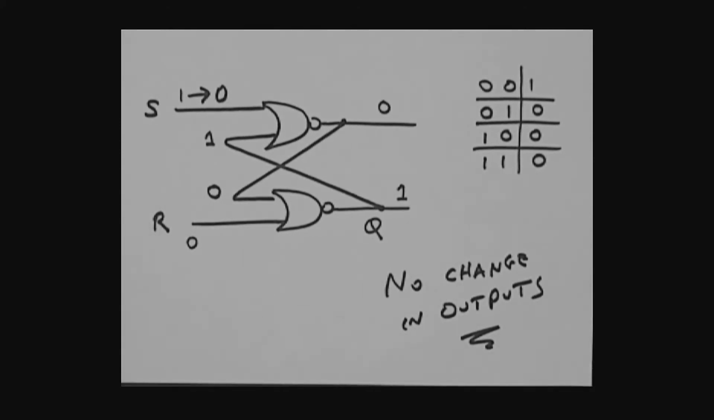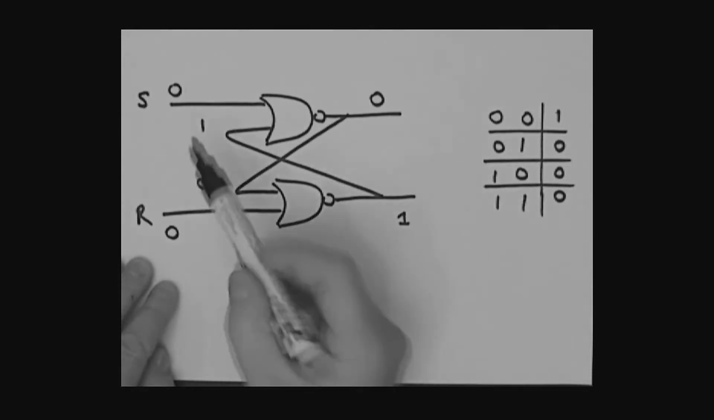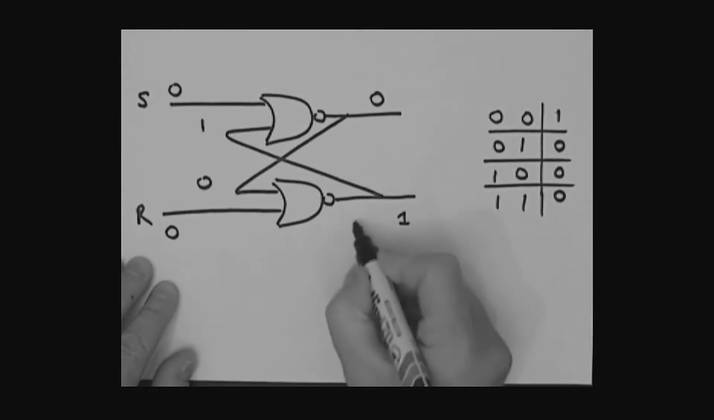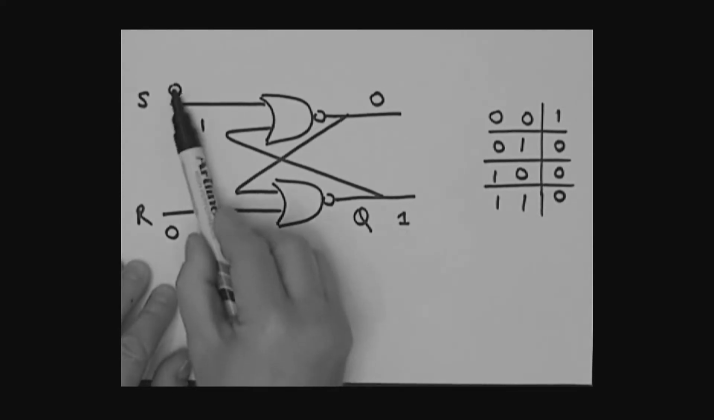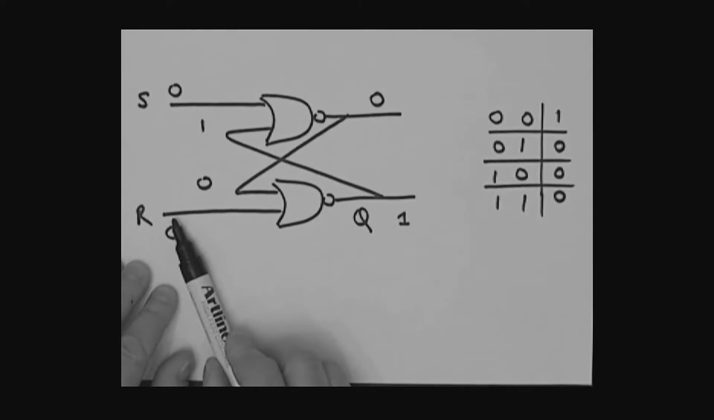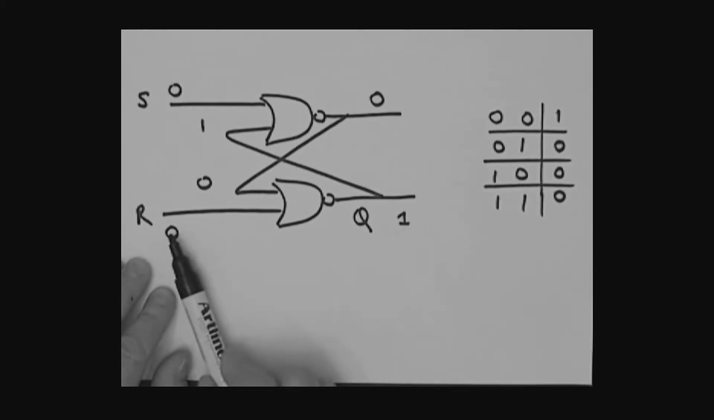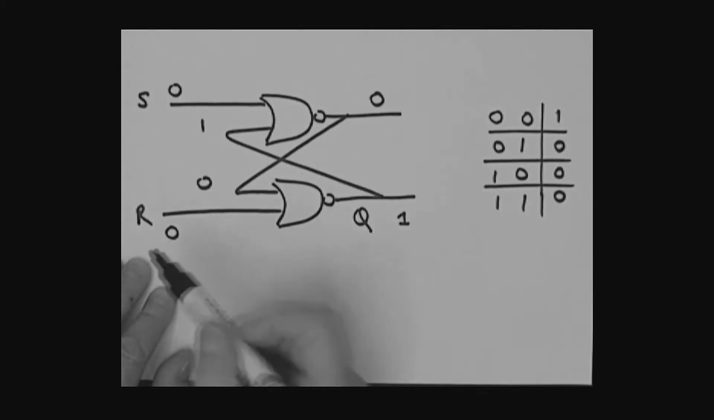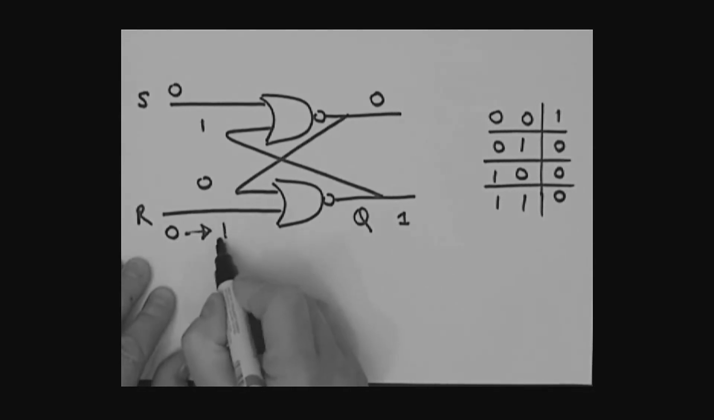Okay, so what I'm doing now is reflecting that condition where we've got our Q. Remember, this is Q. We've got our Q now set to a 1. Both of these inputs are sitting at 0, so this output did not change. Now supposing I make reset go to a 1. So let's do that: that is making this R input go to a 1.